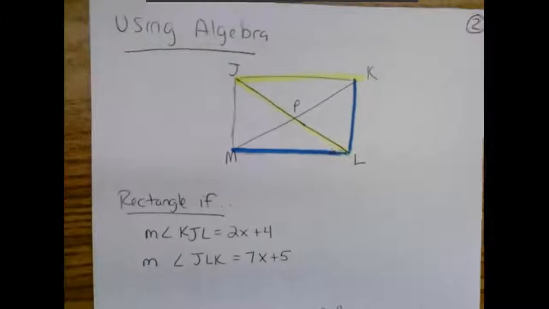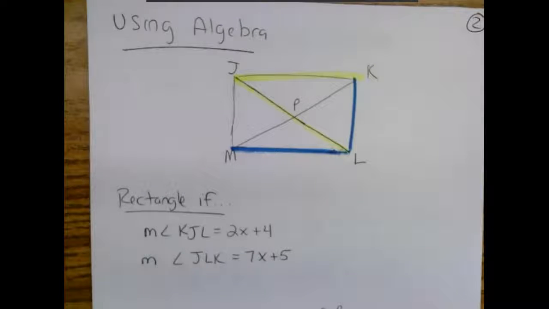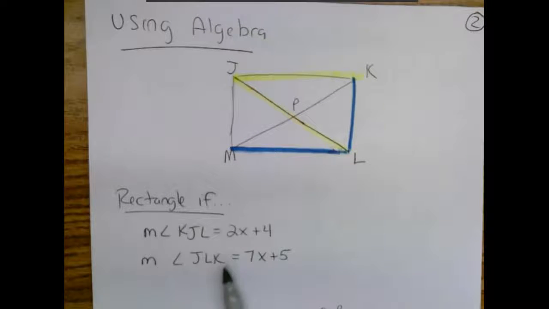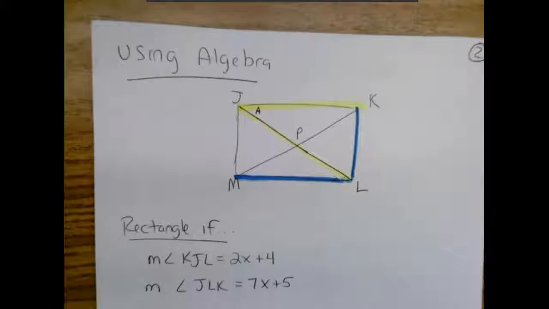So let's use some of those ideas, and I have this color-coded here, and I'll show you why in a minute. So if we were going to use algebra and try to figure out some angles and solve for an x, here we have this rectangle JKLM, and I got it color-coded. I'll explain it in a minute. And it says, is it a rectangle. So we have to assume this is a rectangle, and it's also telling us that the measure of angle KJL is equal to 2x plus 4, and the measure of JLK is equal to 7x plus 5. So we got the angle here for KJL, we just call that A, and then JLK, we'll call that B.